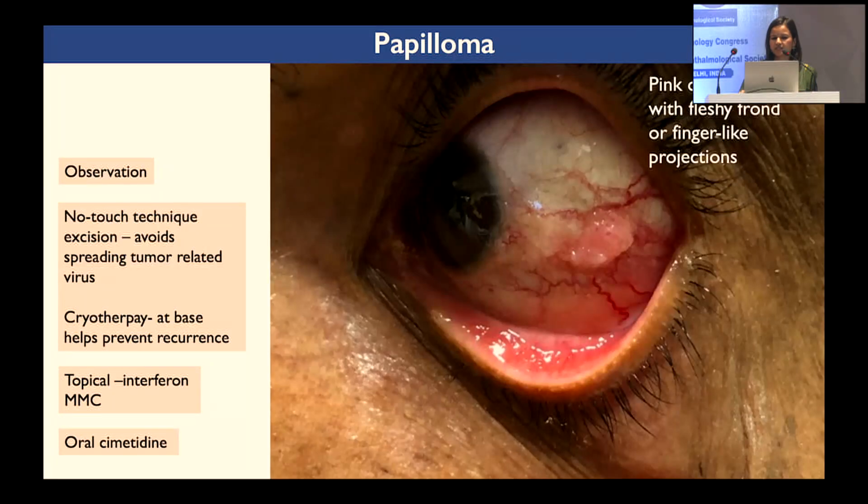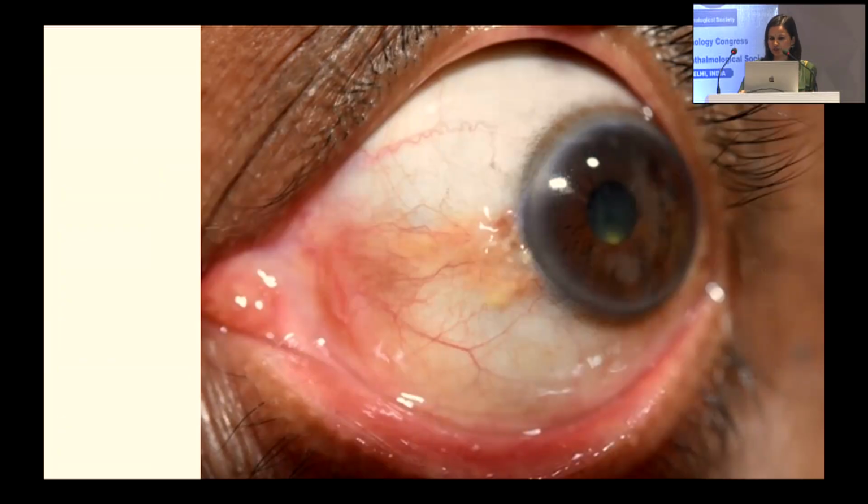After the diagnosis, the treatment can be either observation or, when excised, it should be a no-touch technique with cryotherapy at the base to help prevent recurrences. Topical treatment is also known. What about a lesion like this? It is limbal. There is some thickening happening in the conjunctiva there. What is to note is these specks, which are the specks of keratin.